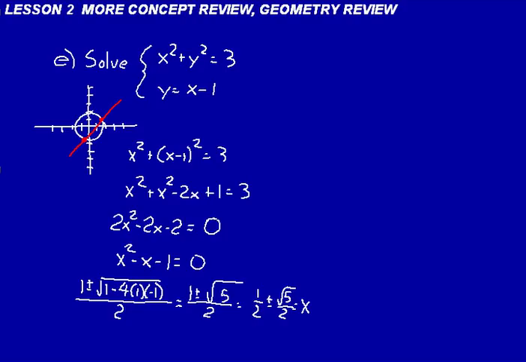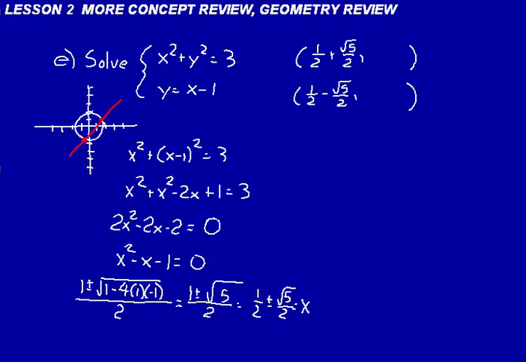So think about it. We're going to have 2 points we're solving for. Let's just go ahead and set up a couple of ordered pairs. One of them will be 1/2 plus the square root of 5 over 2, comma, we don't know what y is yet, and then the other one's going to be 1/2 minus the square root of 5 over 2, comma.